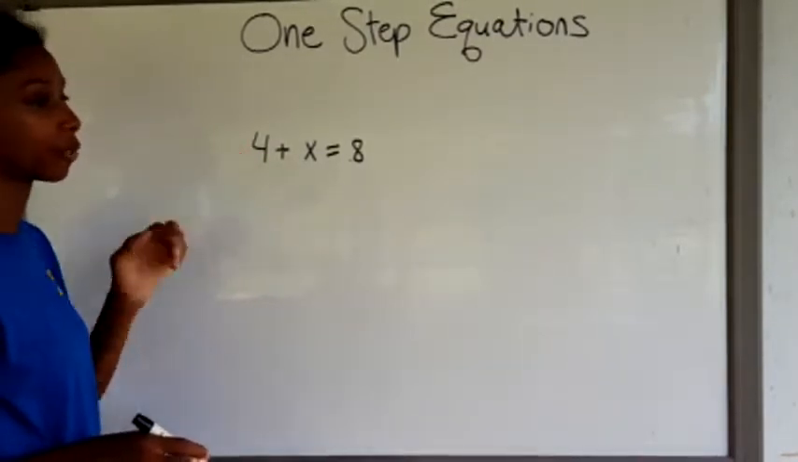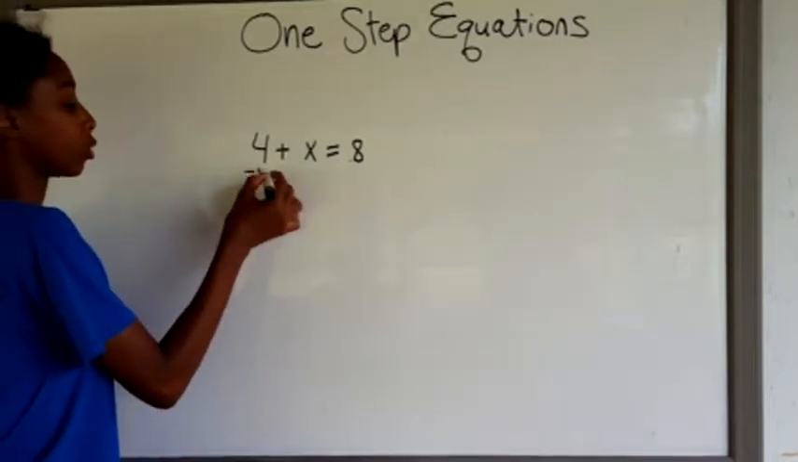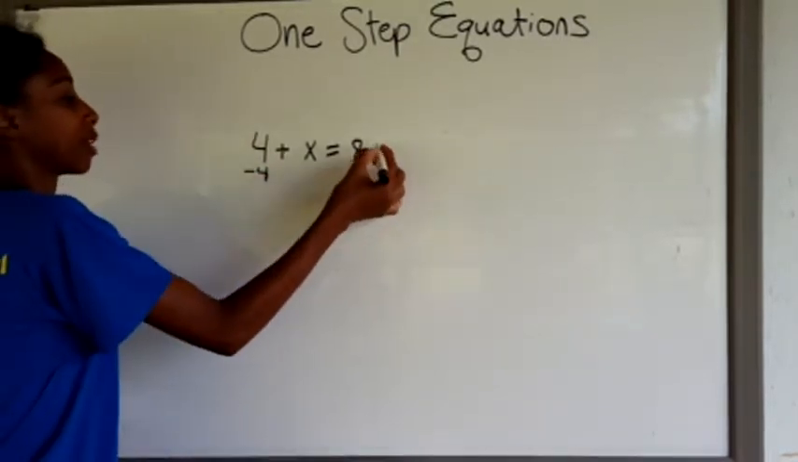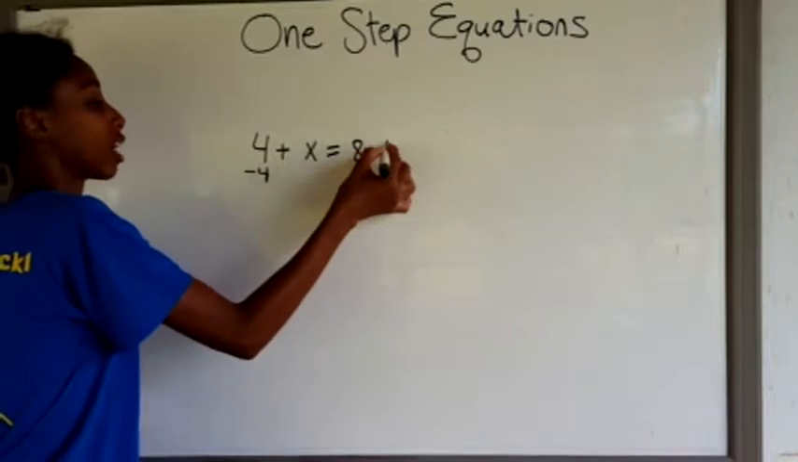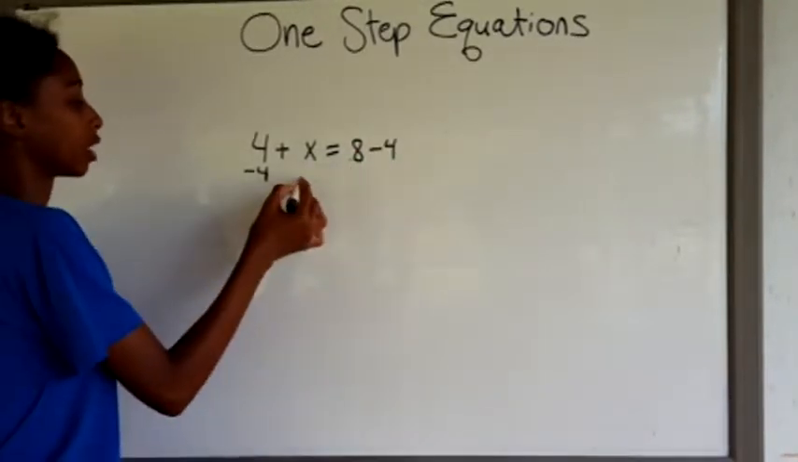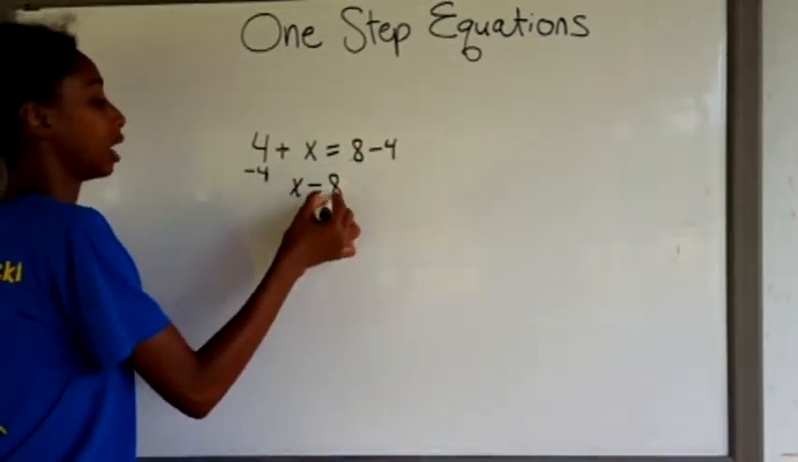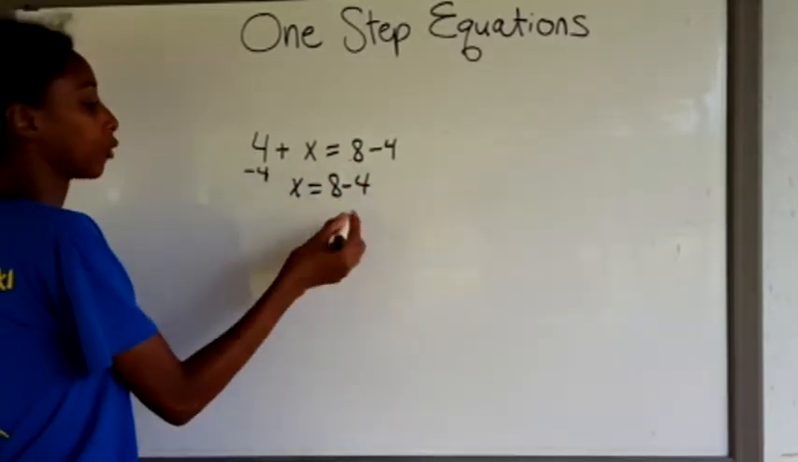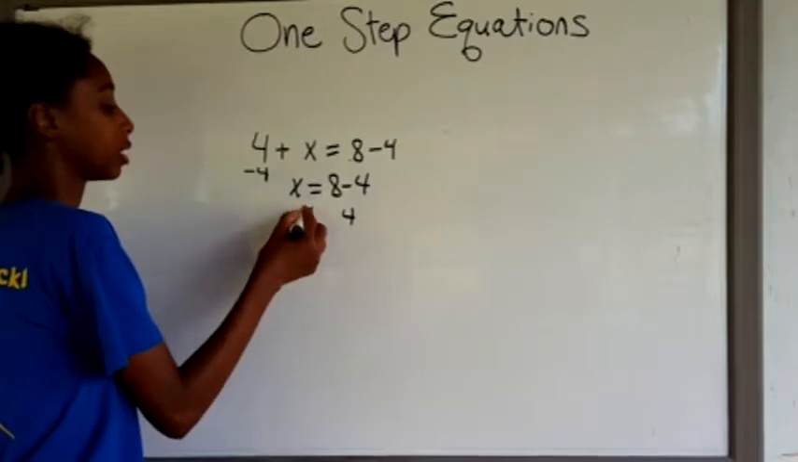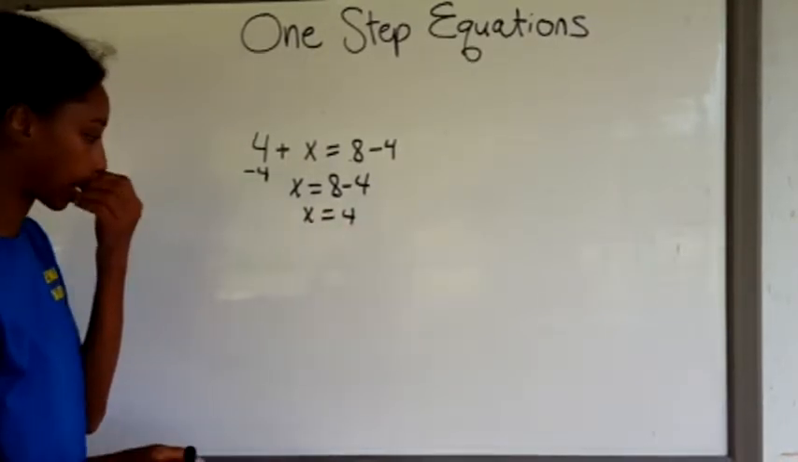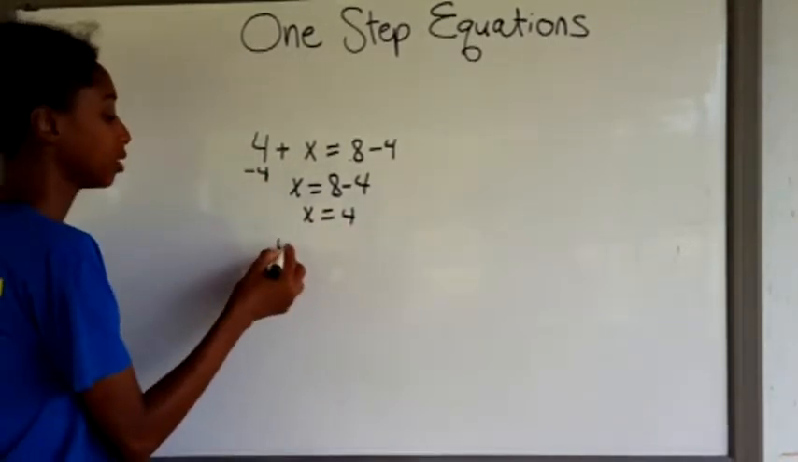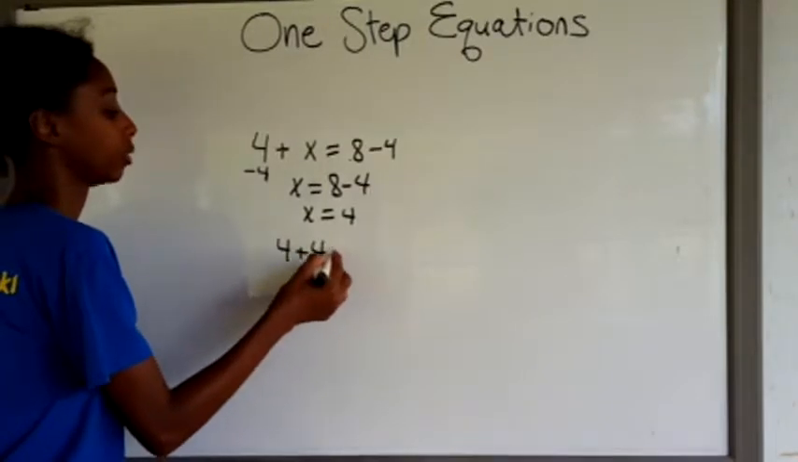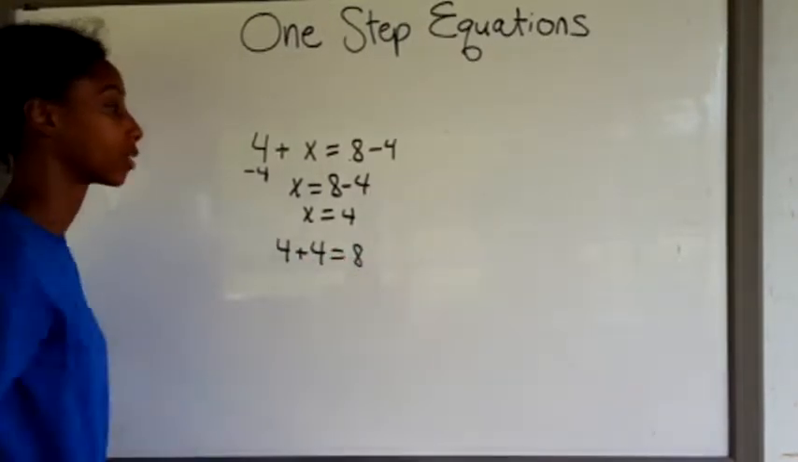So this is a positive 4, so we're going to subtract 4. And then we do the same thing on this side and subtract 4. All right, so that leaves us with x equals 8 minus 4, and 8 minus 4 is 4, so x equals 4. And then we plug that into our equation. 4 plus 4, we know 4 plus 4 equals 8.